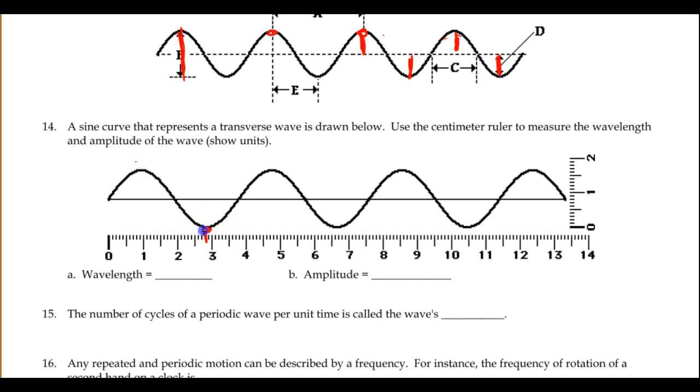So here's a low point, which looks to be at about 2.8. And here is another low point, which looks to be about 6.8. So the difference between those two would be approximately 4 centimeters.